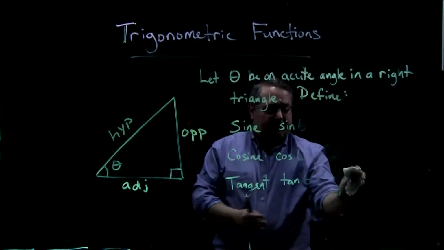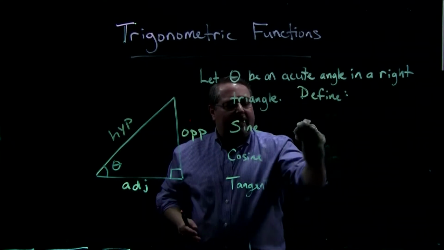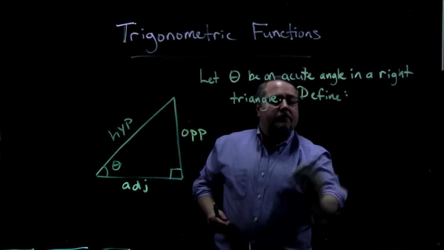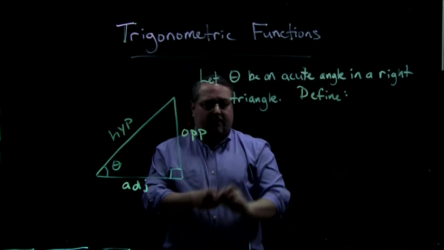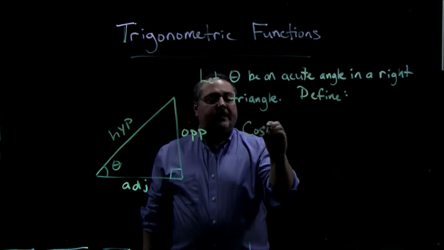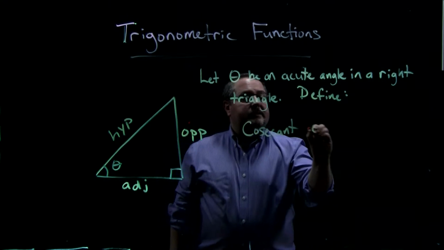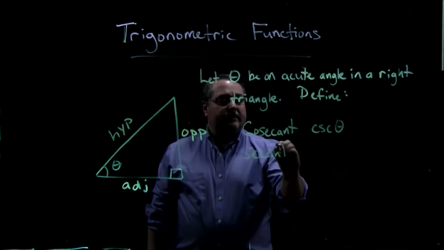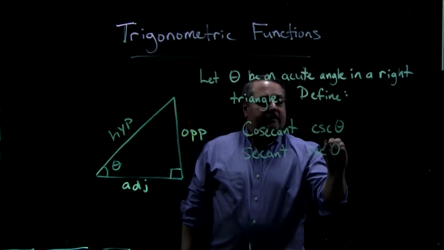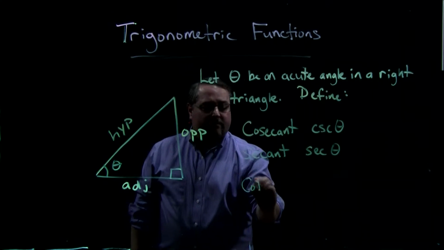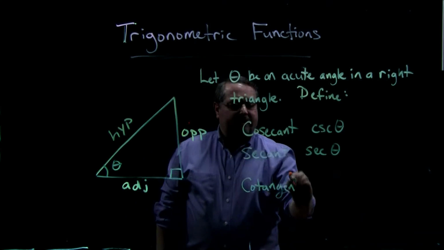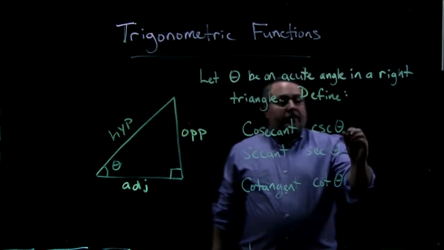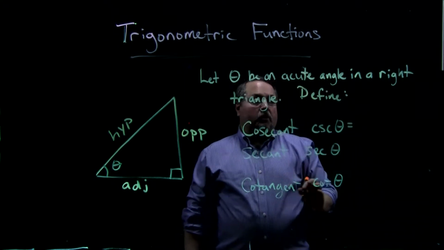Okay, so in addition to sine, cosine, and tangent, we have 3 other trigonometric functions. Okay, and these are the cosecant, CSC of theta, the secant, SEC of theta, and the cotangent, COT of theta.